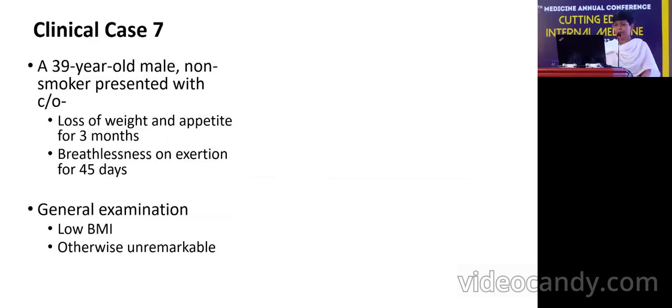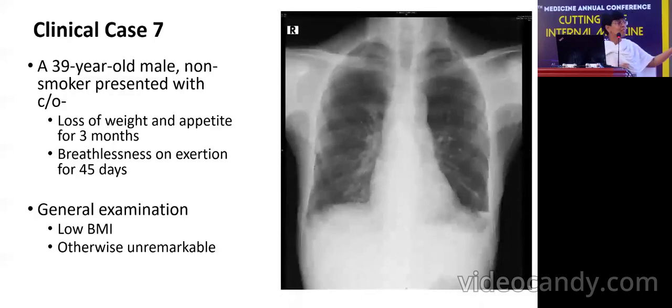Okay, a 39-year-old male non-smoker presented with complaints of loss of weight and appetite for 3 months and exertional dyspnea for 45 days. General examination was unremarkable other than low BMI. What I meant by unremarkable is that he didn't have any peripheral lymphadenopathy or organomegaly. This was the X-ray for this patient. Is there anything abnormal on this X-ray? It's only the blunting of the left CP angle, right?